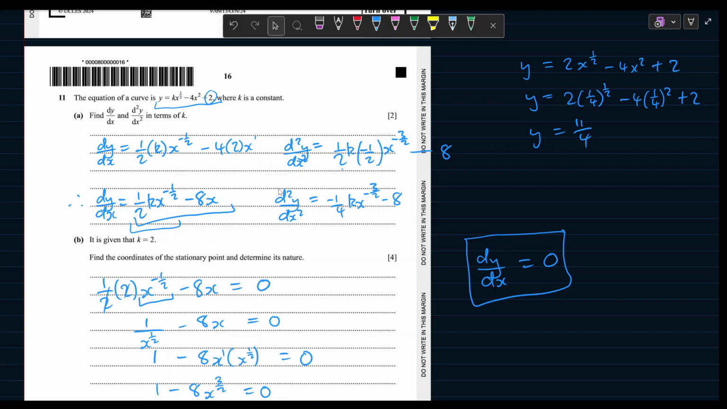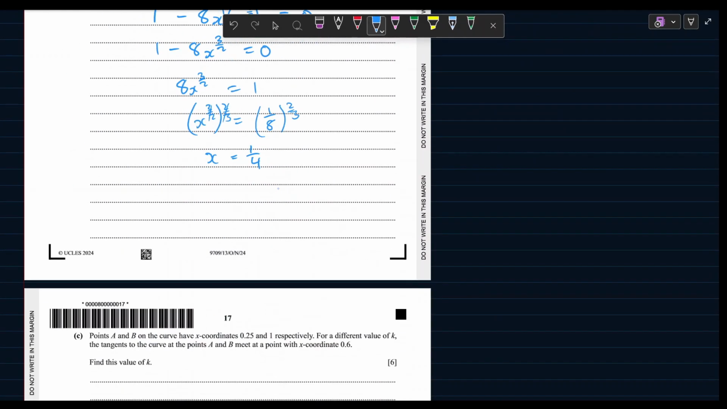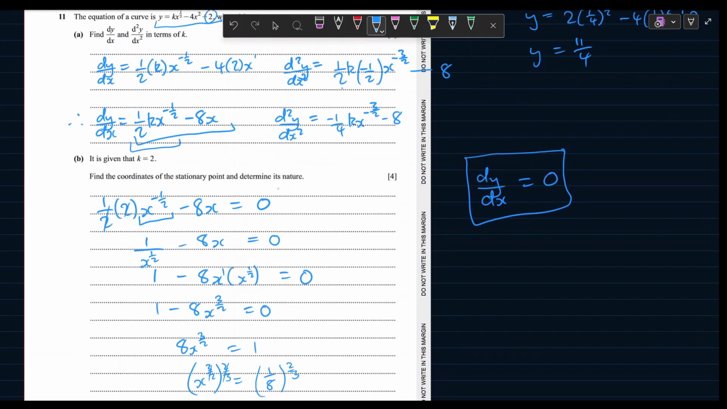So the coordinates of our stationary point are going to be a quarter, 11/4. Okay, so these are the coordinates of the stationary point. But we also have to determine the nature of our stationary point. And to do that, we have to use our second derivative, which we found in part A.